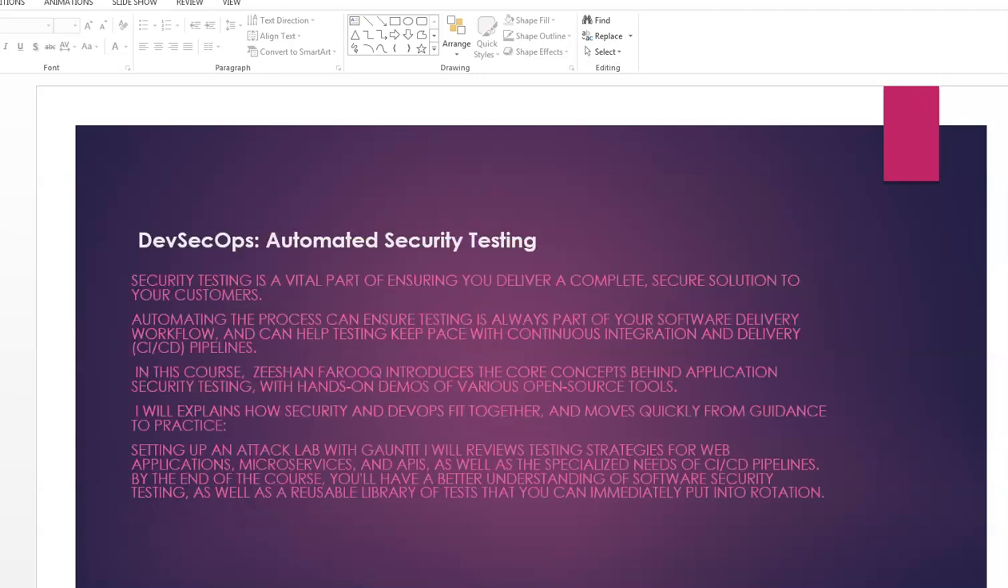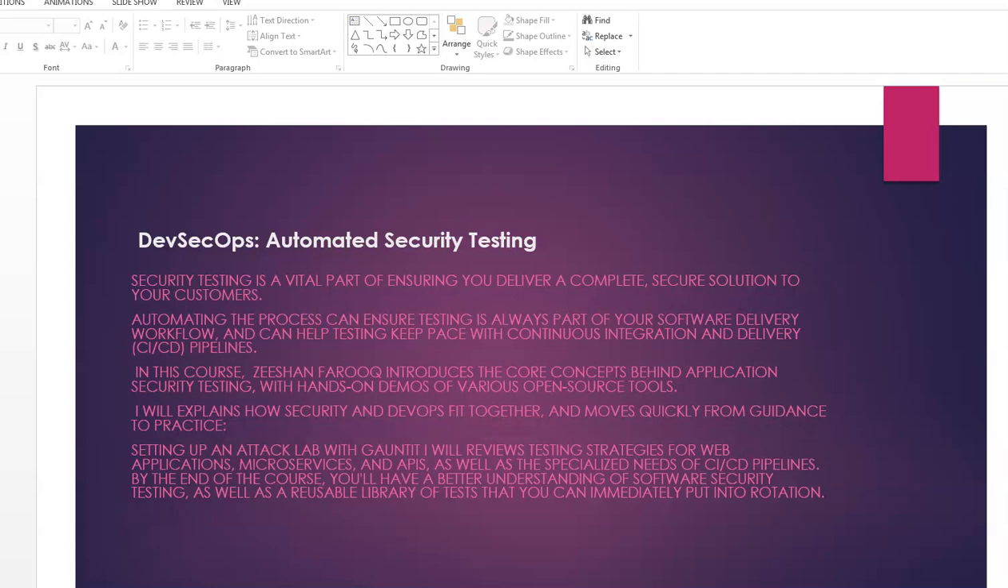Okay, security testing plays a very important role in ensuring whether we are completing the complete SDLC life cycle or not. Automation is the process that completely ensures that software is getting delivered on time, and that testing takes place with respect to continuous integration and delivery.